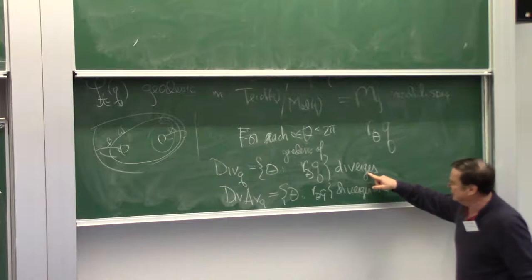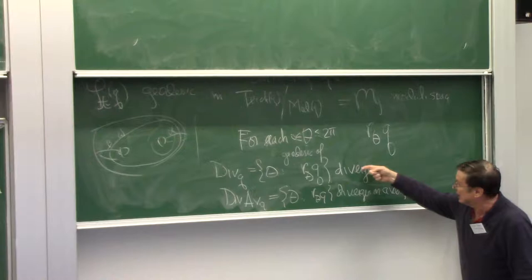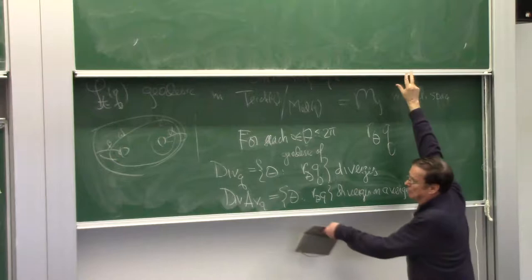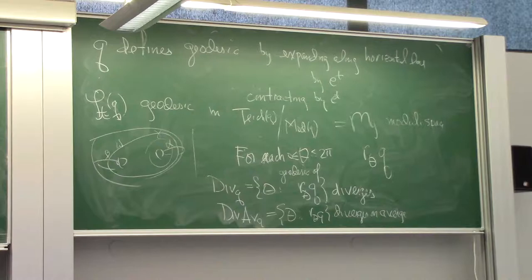And there are other examples where it's countable, but it's typically big. I don't know the answer to what the size of this set is. But what we do know is the size of diverging on average. And so here is the theorem. In some sense, it has a whole bunch of authors. Now let me just try to say it.